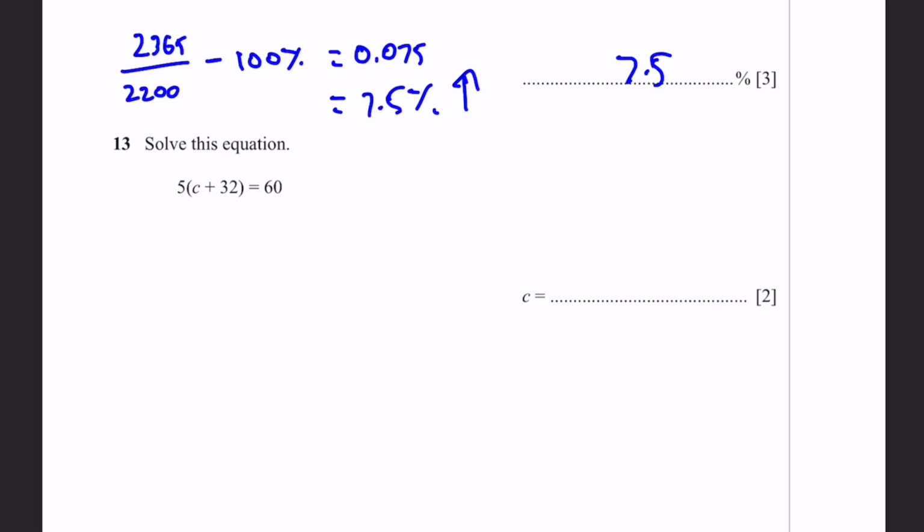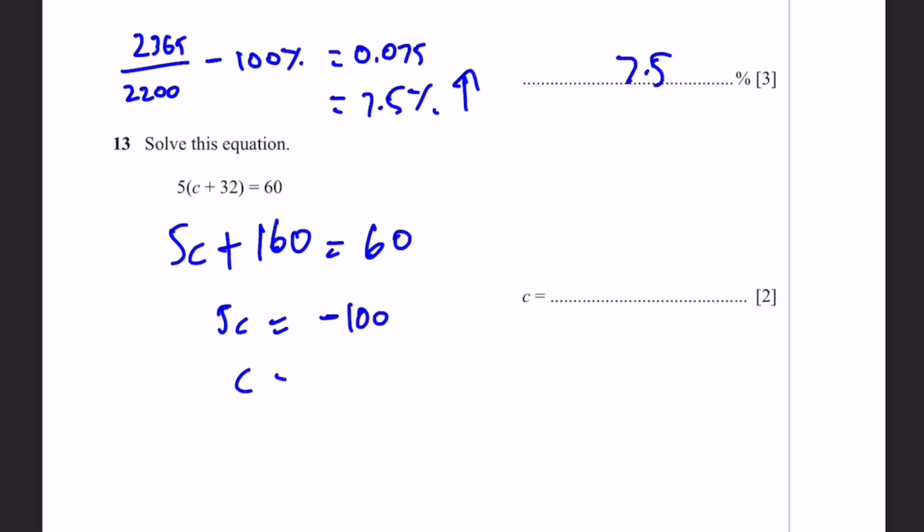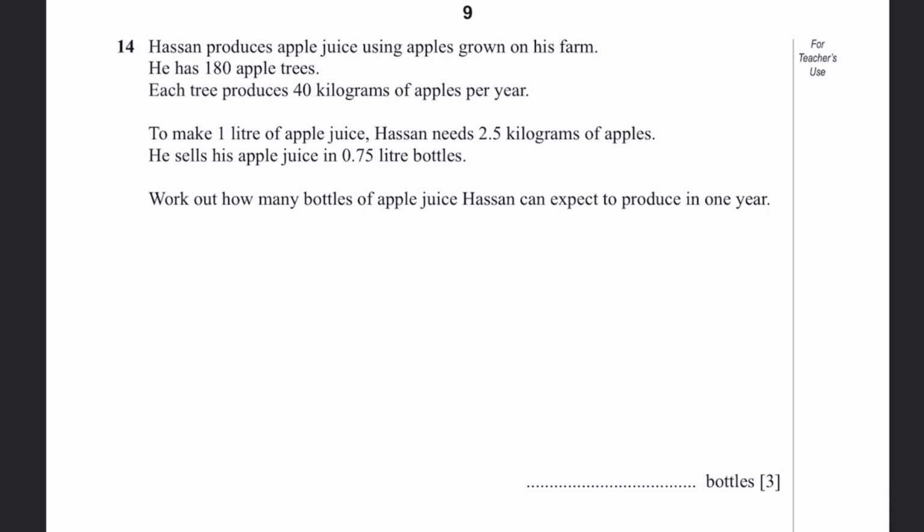Question 13. Solve this equation. 5 into c plus 32 is equal to 60. Now let's expand the bracket. 5c plus 160 is equal to 60. 5c equals negative 100, and c is equal to negative 100 by 5, which is equal to negative 20. And that's the answer.